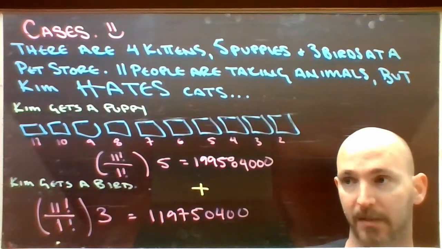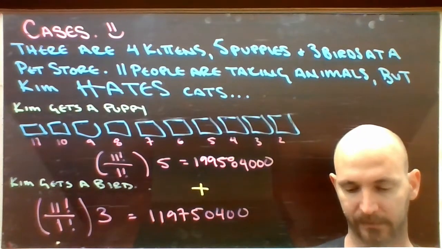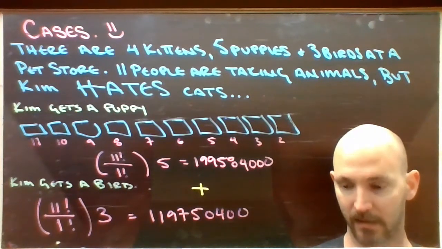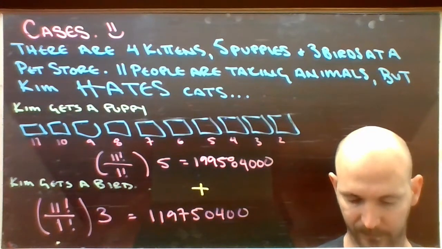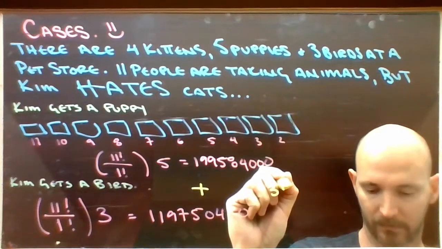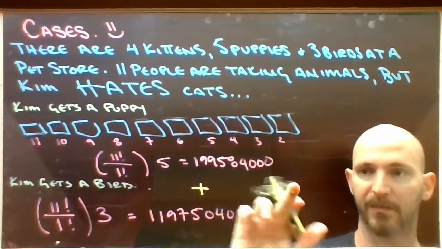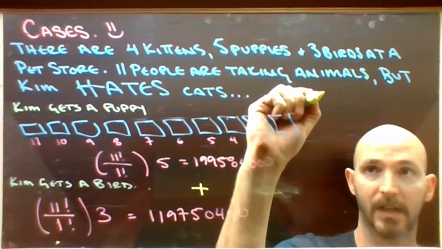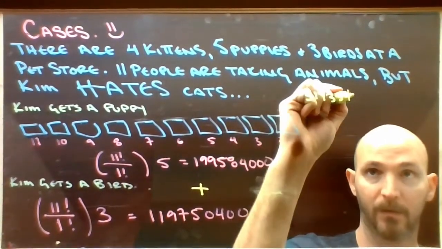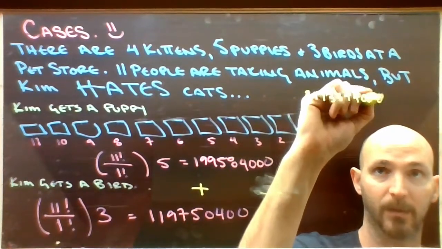But since we could have done this with Kim getting a puppy or Kim getting a bird, I'm going to have to add them together. So 199,584,000 plus 119,750,400 gives me 319 million. That's going to go right in my face. 319,334,400 different ways.